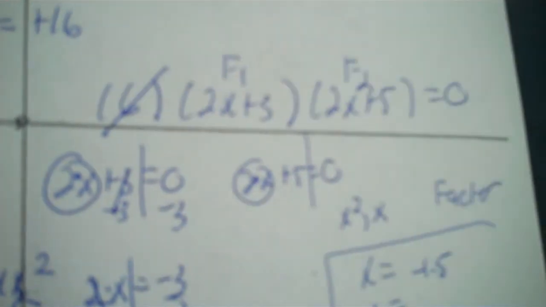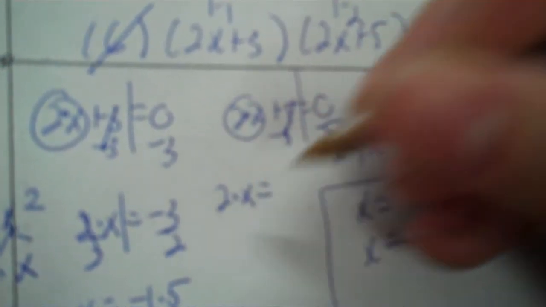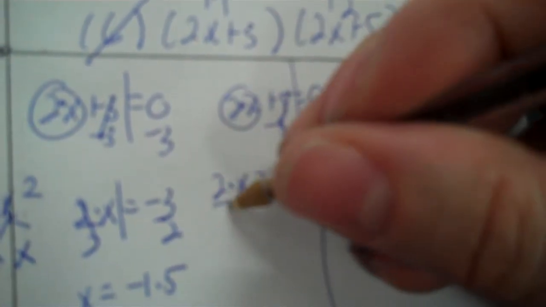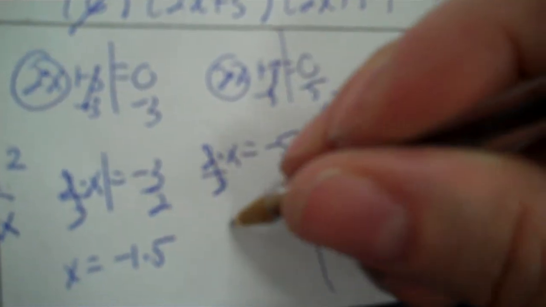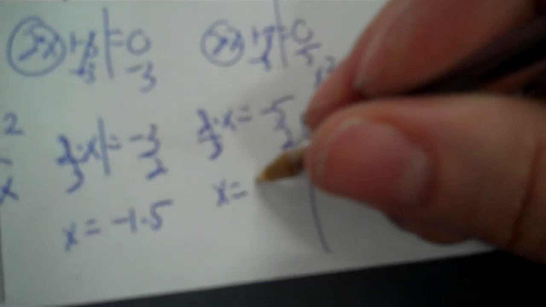Then times 2, get rid of your plus 5 with minus 5. 0 minus 5 is negative 5. Then you divide by 2. Negative 5 divided by 2 is negative 2.5, or second PRB would make negative 2.5.